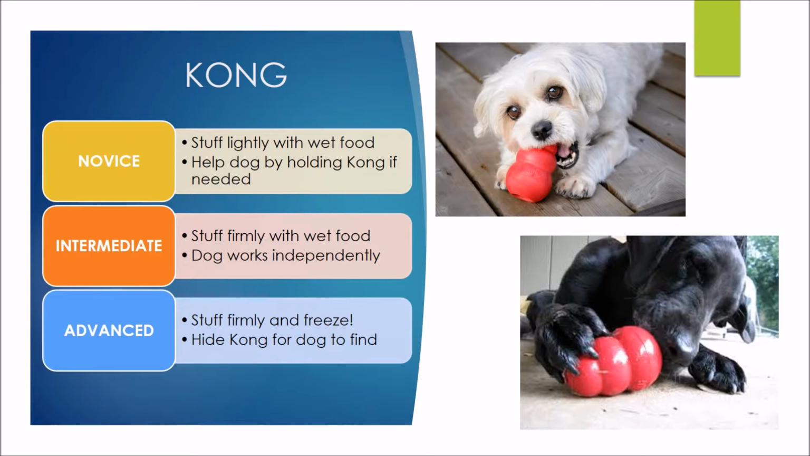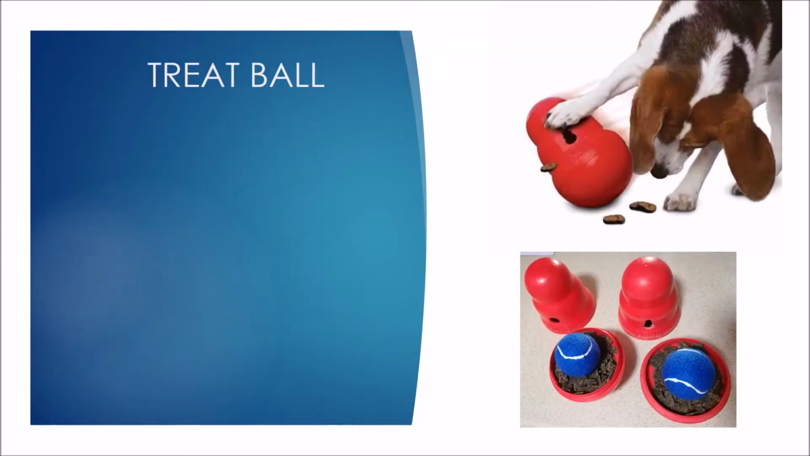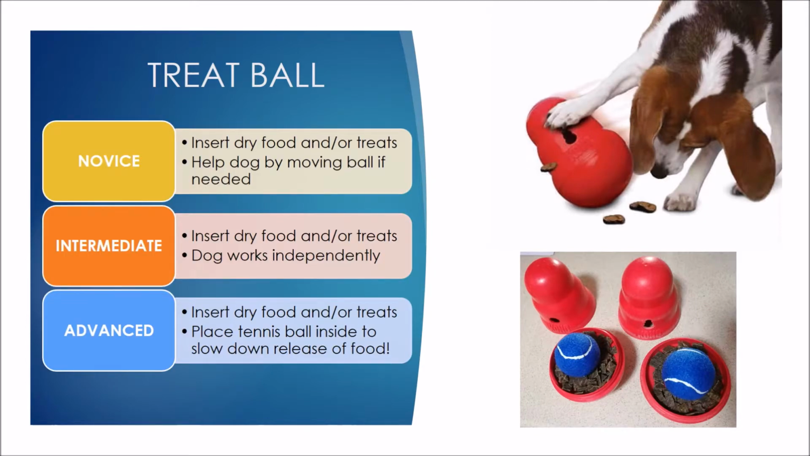We then have the treat balls, quite a few different ones on the market. Similar to your Kongs for wet food, your treat balls are for your dry food. Again, different options. To start with, we can just put in some dry food. You can absolutely use some little dry treats as well. And we can help the dog a little bit, show them, move it a little bit, encourage them to interact with it. Then we can get them working independently.